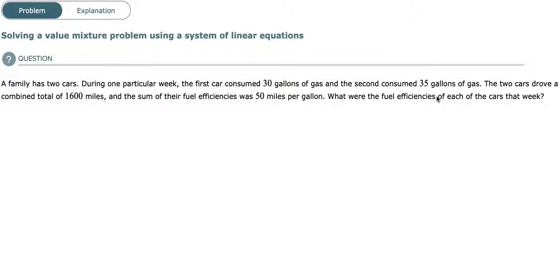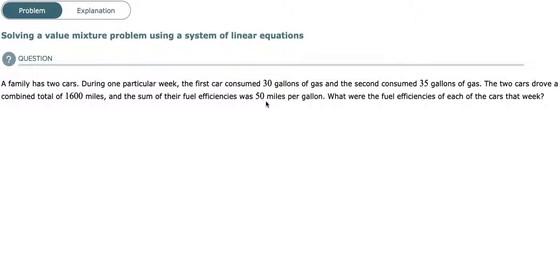By fuel efficiencies, they mean the MPGs, or miles per gallon. We're used to seeing that on stickers for cars, like if you're buying a car, the miles per gallon that you get when driving. So right now, we know that the total for the two cars was 50 miles per gallon. So their fuel efficiencies.